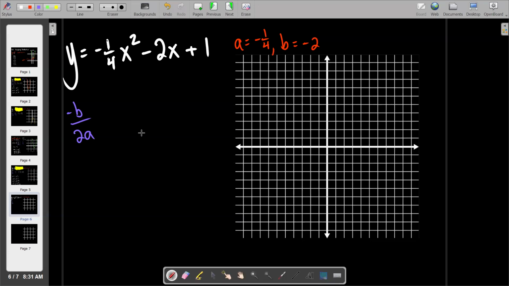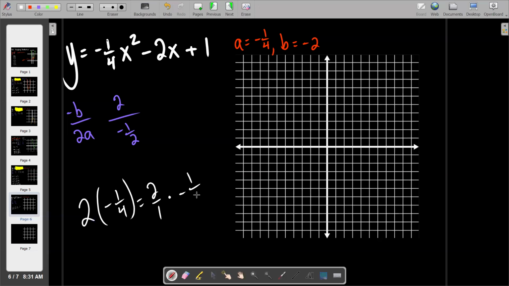It affects some of us more than others. If we do negative b, that's not the hard part. That's 2. It's this part, 2 times a. Anyone know what 2 times negative 1/4 is? It's negative 1/2. And I will show that calculation here for anyone who wants to know and just doesn't feel like asking. 2 times negative 1/4 is the same as 2 over 1 times negative 1 over 4. And then you get 2 times 1 is 2, 1 times 4 is 4. That's negative 2 over 4, which reduced is negative 1/2.